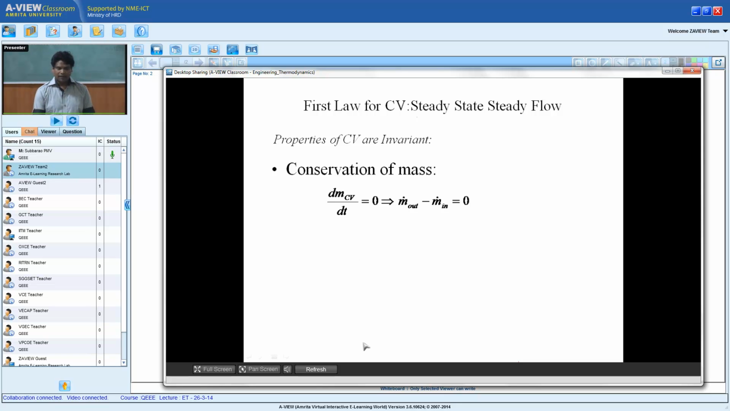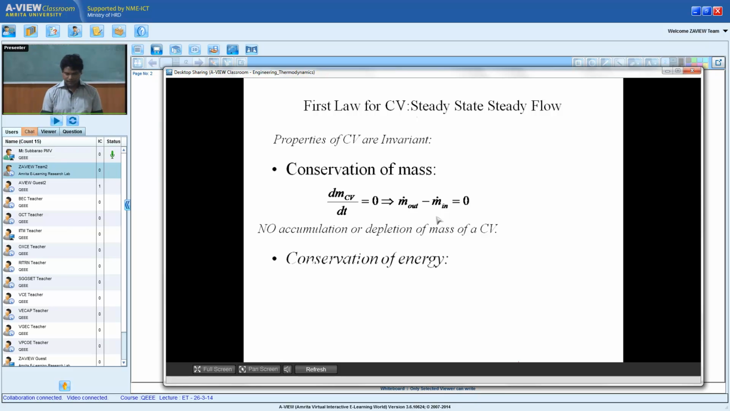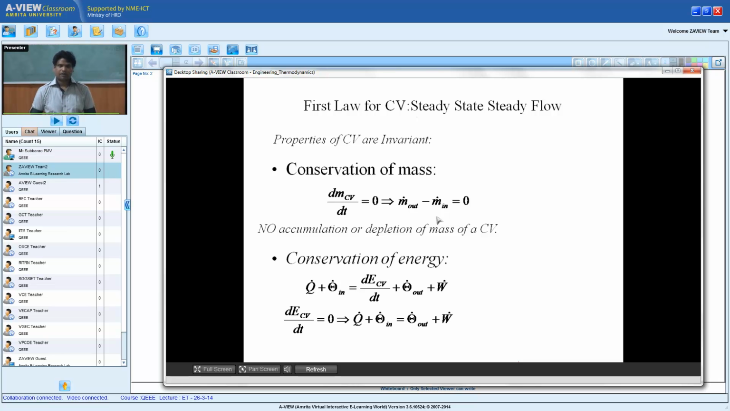Now you see, whatever comes in will go out. The mass of the control volume doesn't change. And no accumulation, no depletion of mass. Next is the conservation of energy. Because nothing changes with time, what does it mean? The energy of the control volume should not change.